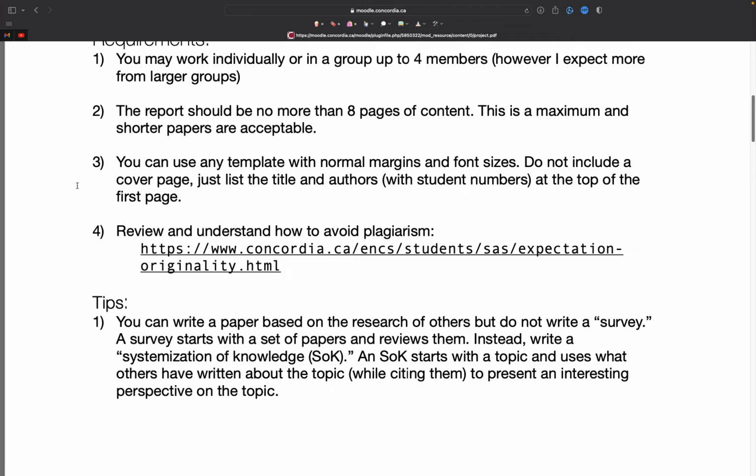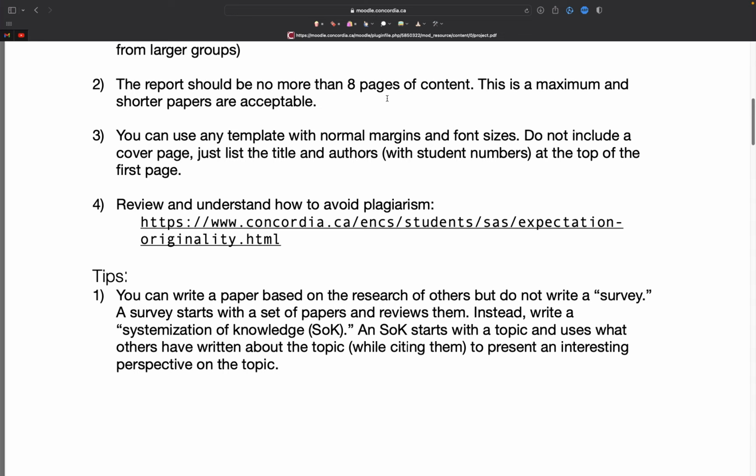The report should be no more than eight pages. Once again, you can break this rule if you ask me, and I'm not going to count, like if it's 8.5 or something like that, I don't care that much, but I don't want 10 or 12 or 15 pages, because then it just gets to be too much to read for me. Also, this is a maximum, so you're welcome to write less if you want to.